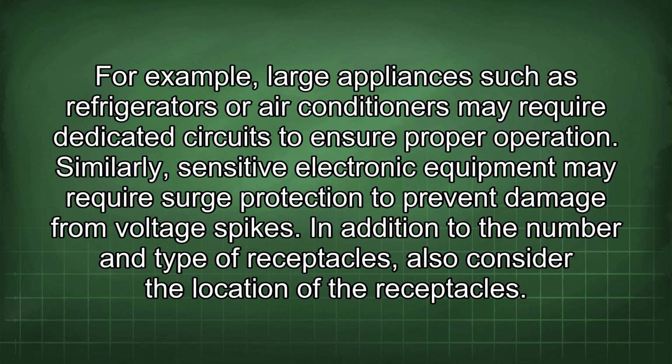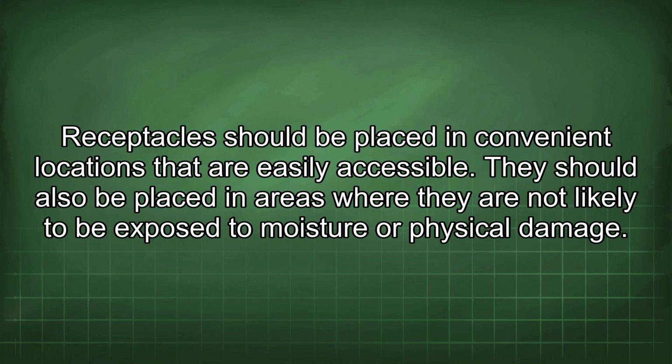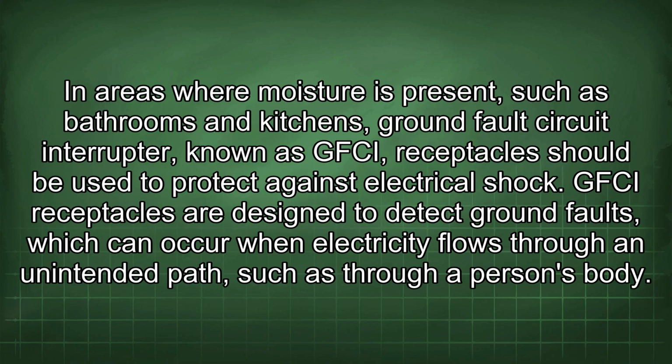In addition to the number and type of receptacles, also consider the location of the receptacles. Receptacles should be placed in convenient locations that are easily accessible. They should also be placed in areas where they are not likely to be exposed to moisture or physical damage. In areas where moisture is present, such as bathrooms and kitchens, ground fault circuit interrupter, known as GFCI, receptacles should be used to protect against electrical shock.